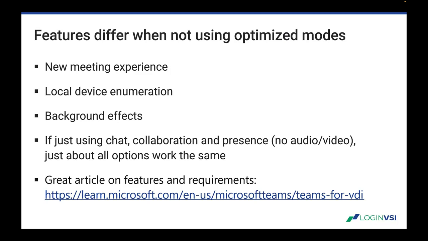Some of these features which help with end user experience are the new meeting experience, where you can have your meeting experience pop out away from your normal collaboration experience in Teams, where you have two different windows. Local device enumeration, meaning if I'm using the optimized mode, then there's a good chance that I have access to the devices that I'm using from the client that I'm sitting in front of, like camera and microphone. Background effects are important. Blur, for example, so people can't see what's behind you, and pay more attention to the speaker. Things like that are also really important and only come with things like optimized mode.